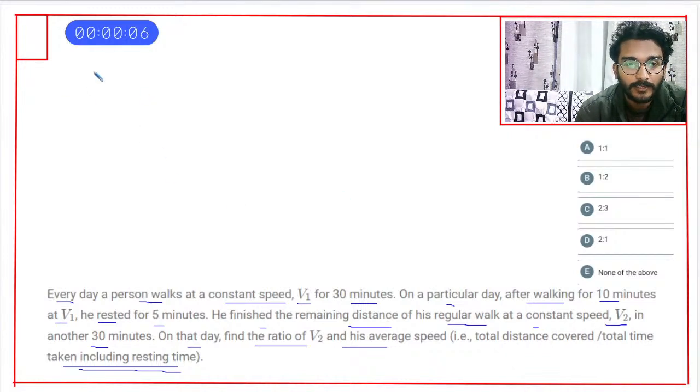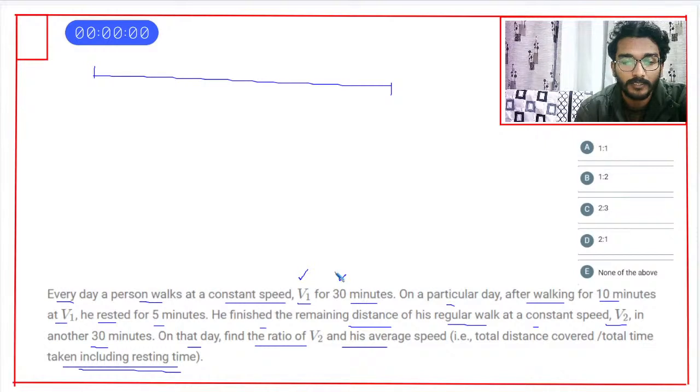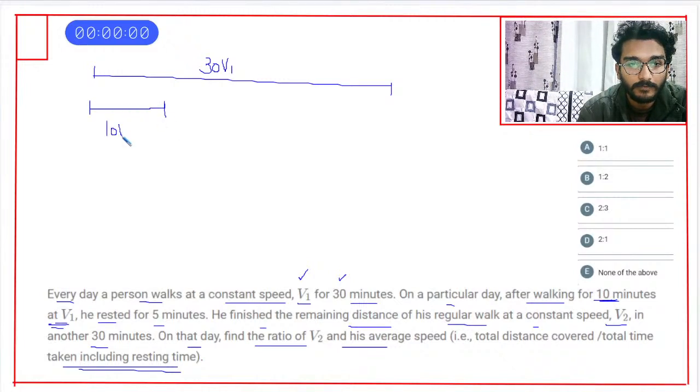So we can say the original distance: he is walking at v1 for 30 minutes, so the original distance is 30 v1. On that particular day, he walks for 10 minutes at v1, so he will cover 10 v1. So the rest of the distance has to be covered by him, which is 20 v1.